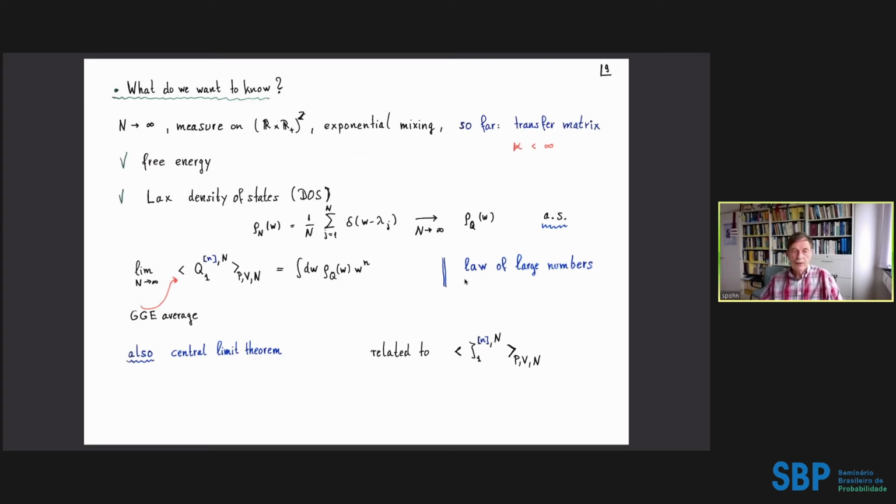Okay, so maybe I should say a few words about what we want to know. One thing is the more statistical, probabilistic question about measures and exponential mixing. Let me not go into this, because otherwise I'm going to lose time. We can compute the free energy, but let me come to the central object which we actually want to compute. Maybe I should go to this particular formula here.